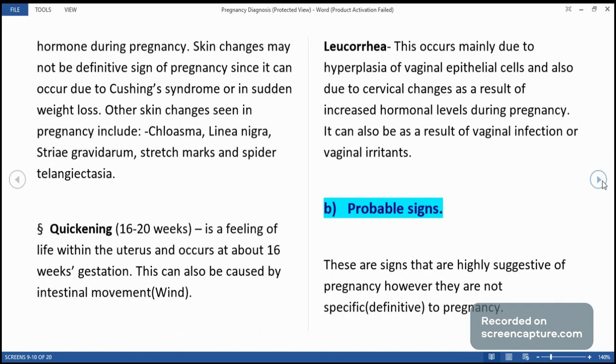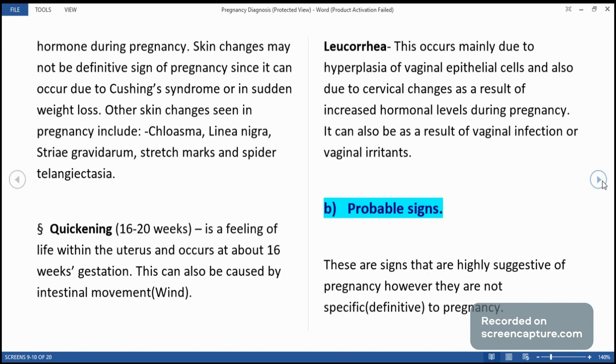Quickening is another possible sign. It is a feeling of life within the uterus and occurs at about 16 weeks gestation. This can also be caused by intestinal movement, so it is not a probable sign. When you say you have quickening, it means the child is moving within your uterus. You feel like you have a life inside, might be kicking, might be rolling, and you can feel that. That is quickening, at 16 to 20 weeks.